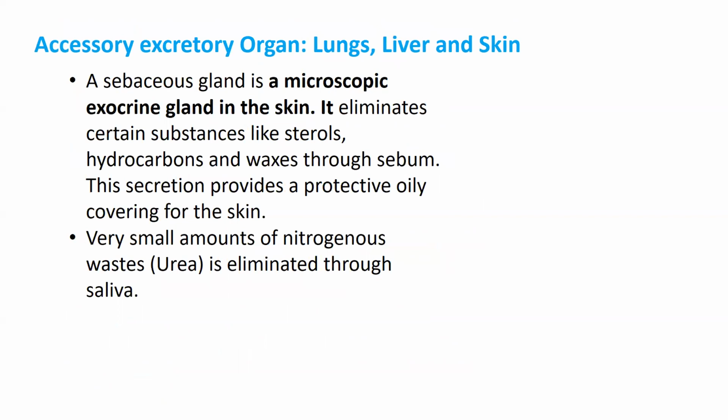So we know very well that the sebaceous gland is primarily a microscopic exocrine gland that also eliminates substances like sterols and hydrocarbons, right? And urea is also excreted from there. Sir, what are sterols? Sterol is a type of steroid.